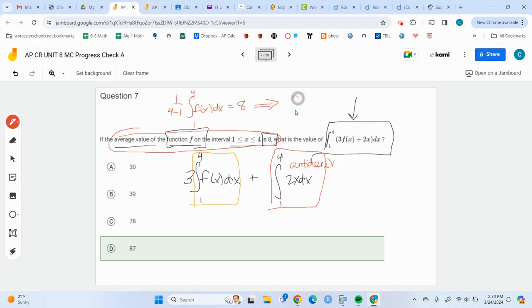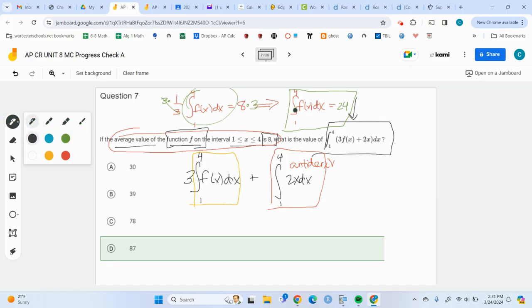Okay, so what does this tell me? This tells me that the integral from 1 to 4 of f of x dx equals, wait, so this is 1/3, right? 1 over 4 minus 1 is 3. So what if I multiplied each side by 3 here and canceled and multiplied by 3 here? Then I would just have this integral equaling 8 times 3, which is 24. And oh my gosh, look at this. The integral from 1 to 4 of f is 24. So I can go back here and do a clean substitution and put 24 in for this.